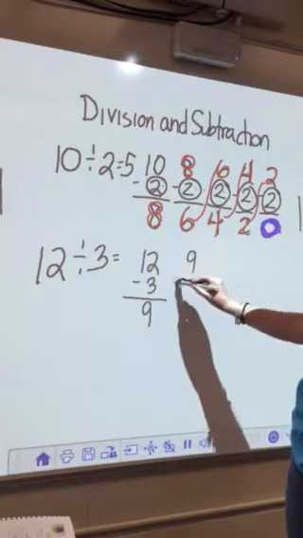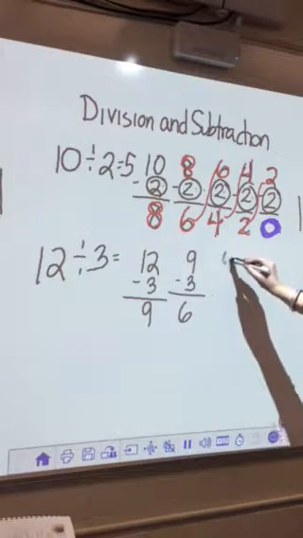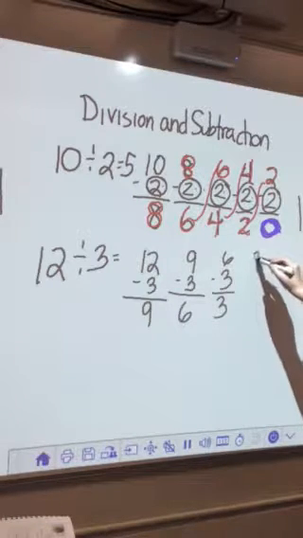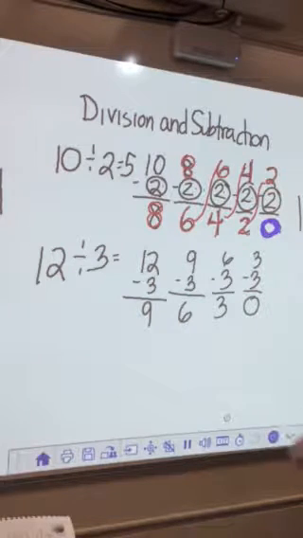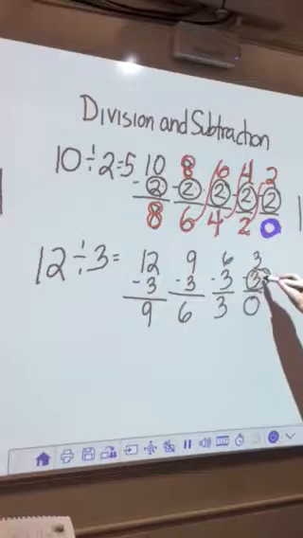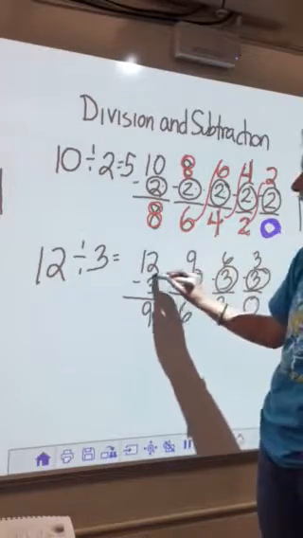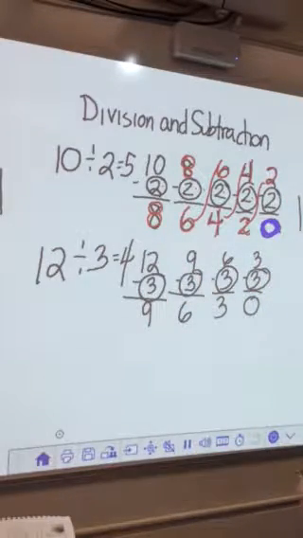Now we take that, put it up here, take another group of 3. Take that, put it up here, take another group of 3. Till we end up at 0. Once we get to 0, we know we've come up with all the groups of 3, so let's count our groups of 3 that we took away. 1, 2, 3, and 4. 12 divided by 3 equals 4.